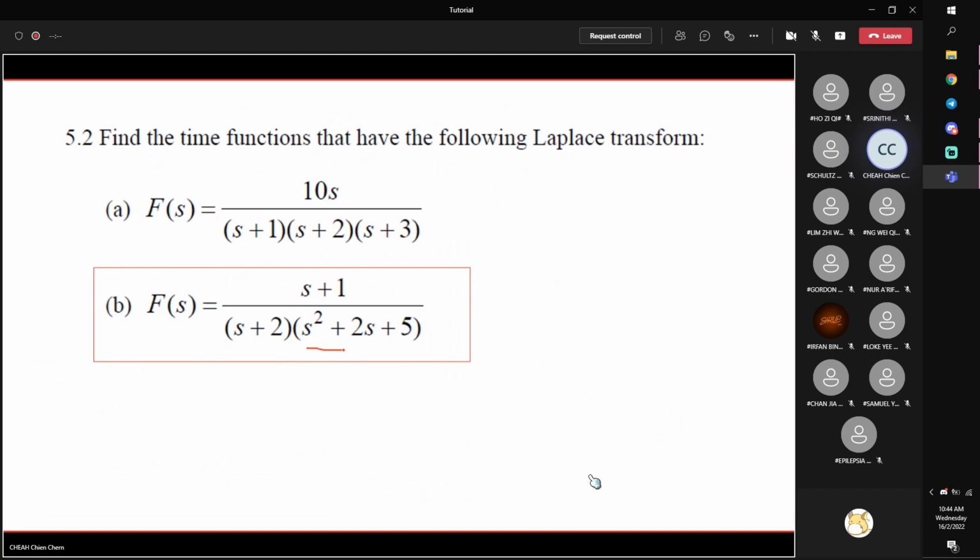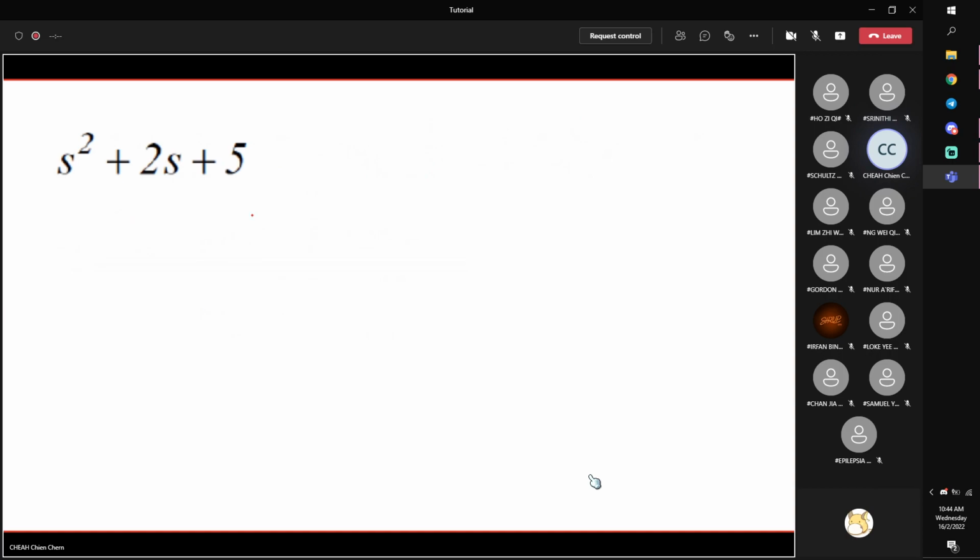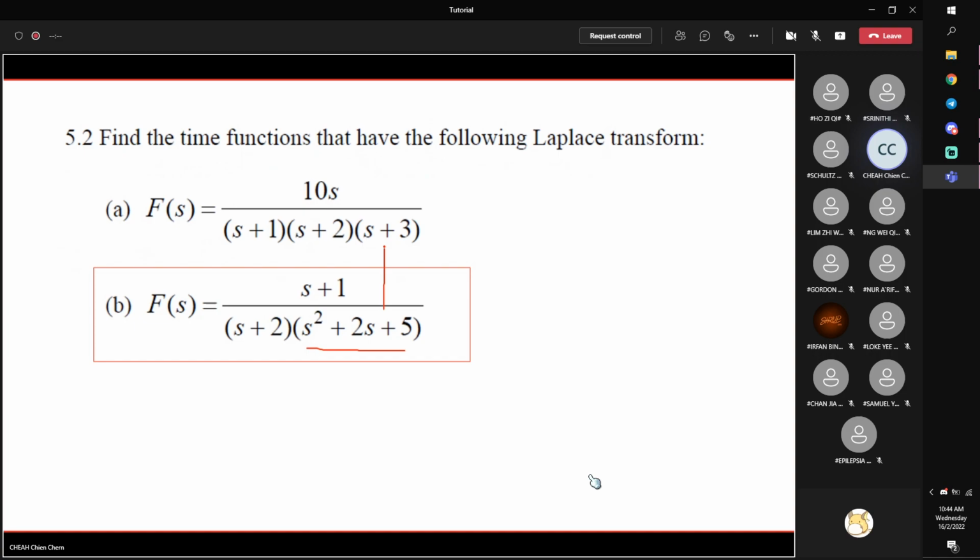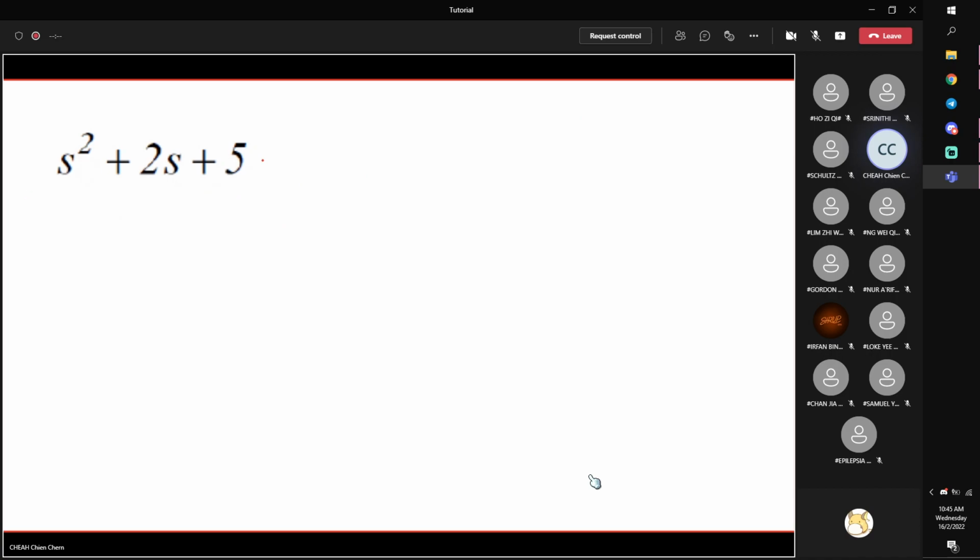Firstly, you have to try to factorize this, s squared plus 2s plus 5. Now, if you can factorize it, then you go back to here. But some cannot be factorized. This one, if you try to factorize it, you can't factorize it into real factors. It will be imaginary solutions. In this case, you should do it this way.